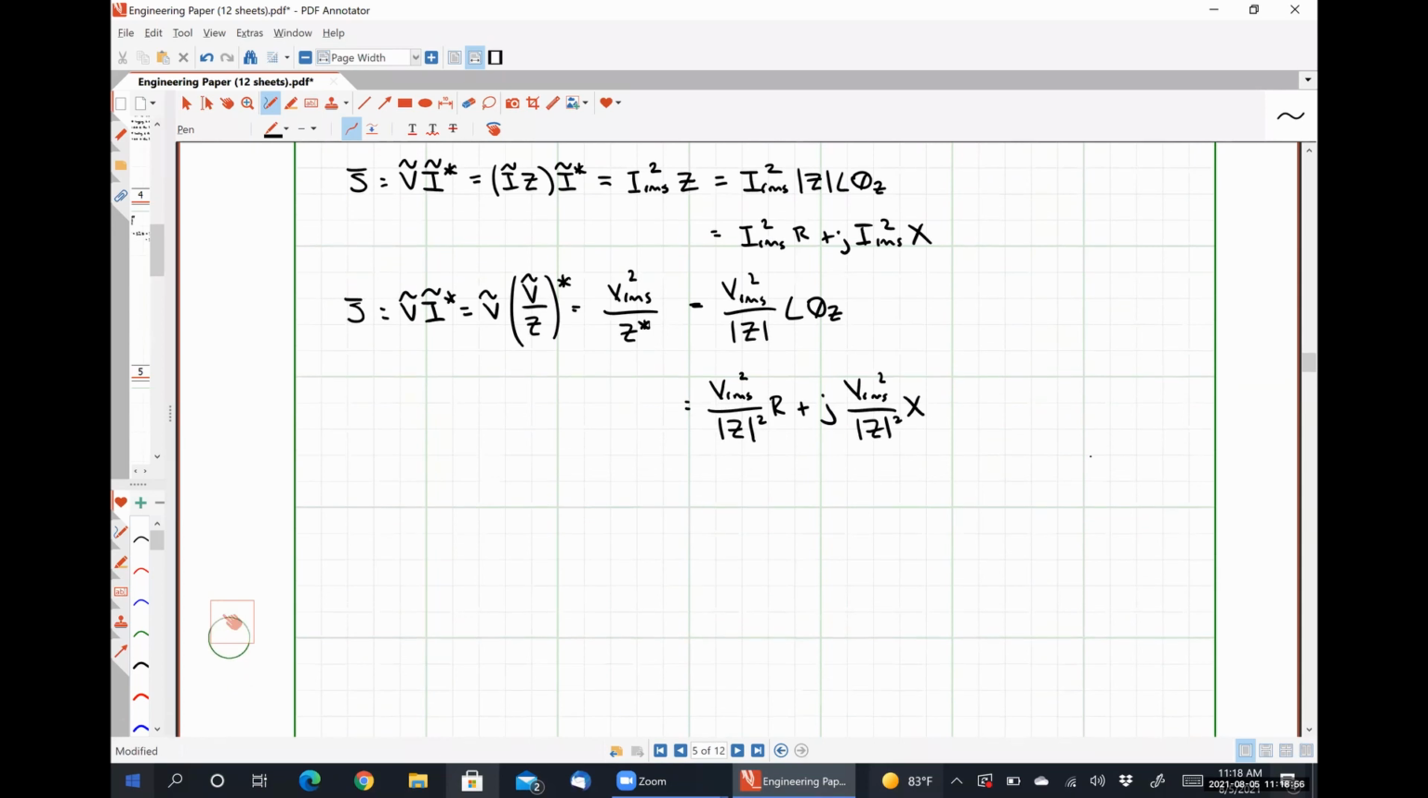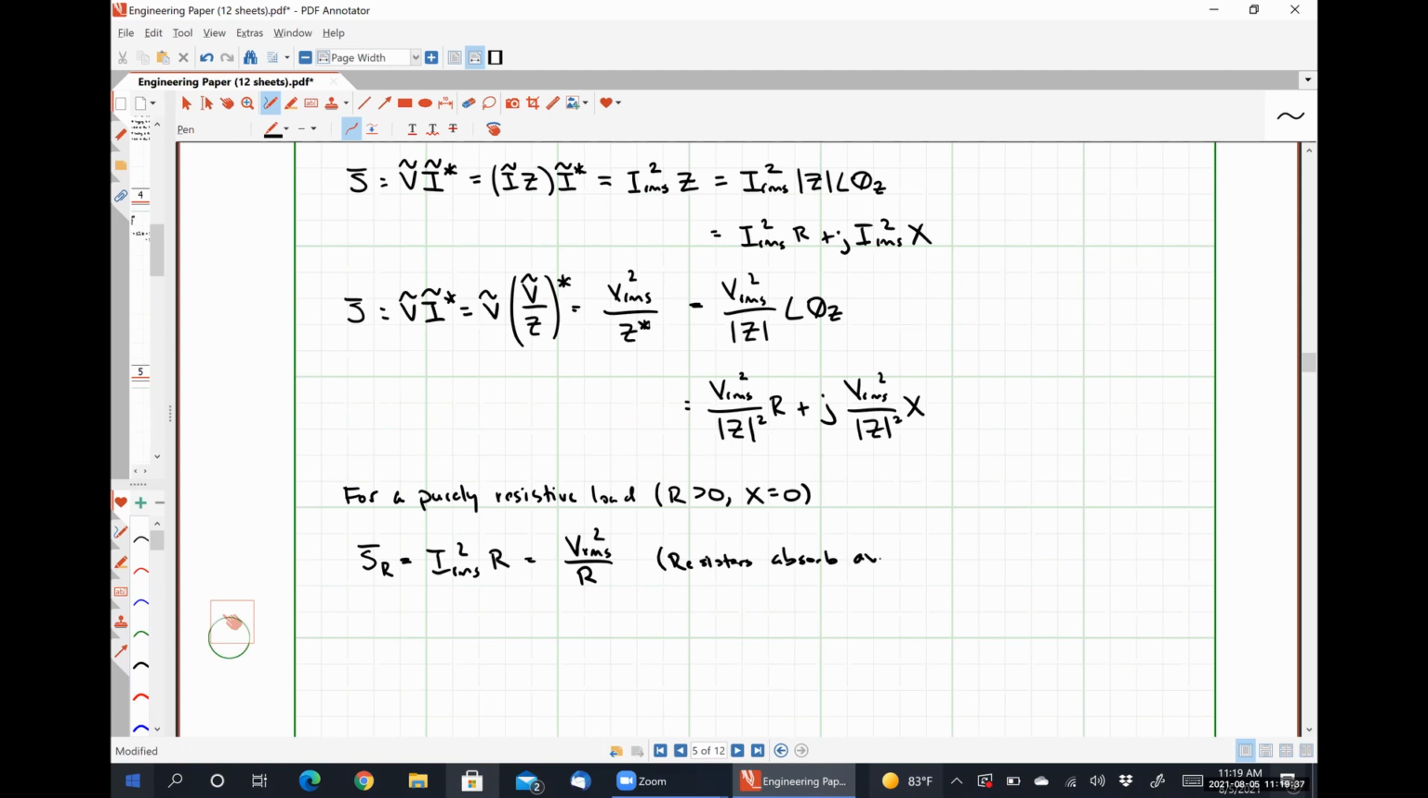From these, for a purely resistive load, where R is greater than 0 and X is equal to 0, the complex power absorbed by a resistor is simply IRMS squared times R, or VRMS squared over R. So we can see that resistors absorb average power.